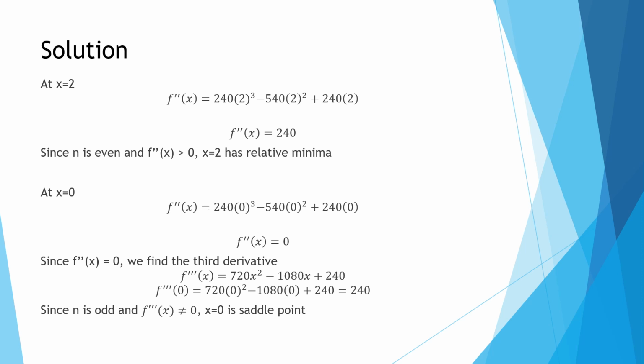Now if the second derivative is 0, you find the third derivative. If the third derivative is not 0, we can say that it is a saddle point. But even if the third derivative comes out to 0, then you can go to the fourth derivative. If the first, second and third derivatives are 0, but the fourth derivative is not 0, then again you can use the conditions. Since n is even, if it is less than 0, it's a maxima. If it is greater than 0, it's a minimum. So that is how you use these conditions.